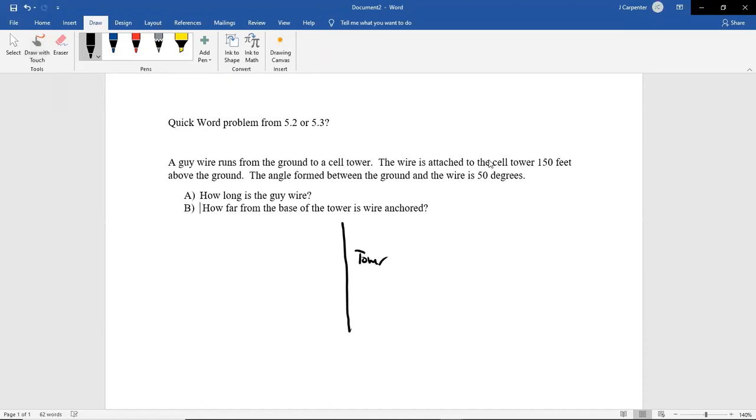And we've got a wire attached to the top of it, and it's running to the ground. Now, this wire is attached 150 feet above the ground, so it's a 150-foot tall tower. It's attached somewhere over here or over here. Let's attach it on the left. So here is the anchor point.